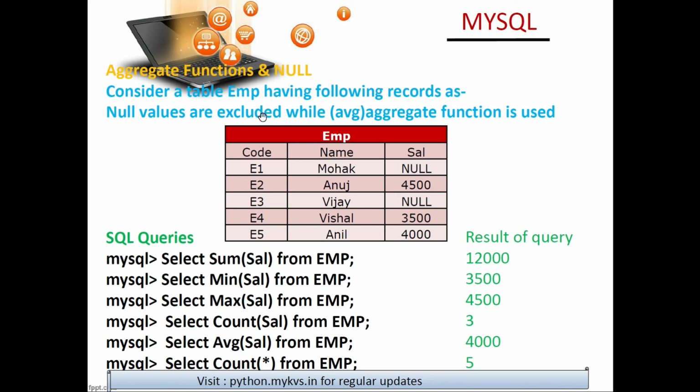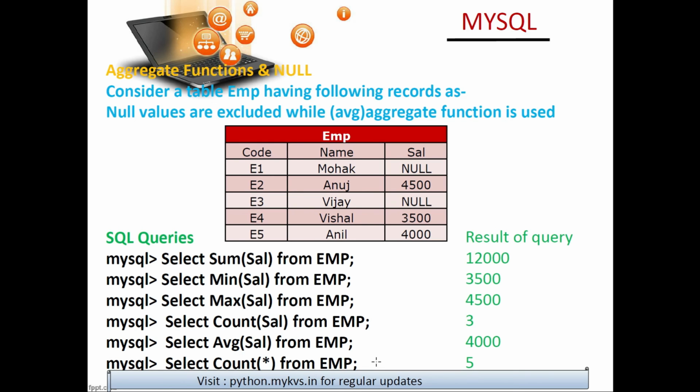Null values are excluded while the average aggregate function is used. Here also it is the same thing: select average salary from EMP and select count star from EMP. If you give count star, there's a difference. If you give count salary, null values will not be considered. But if you give count star, null values will be included. That is the difference between the two types of count; often the question comes, what is the difference between these two? That is very, very important.